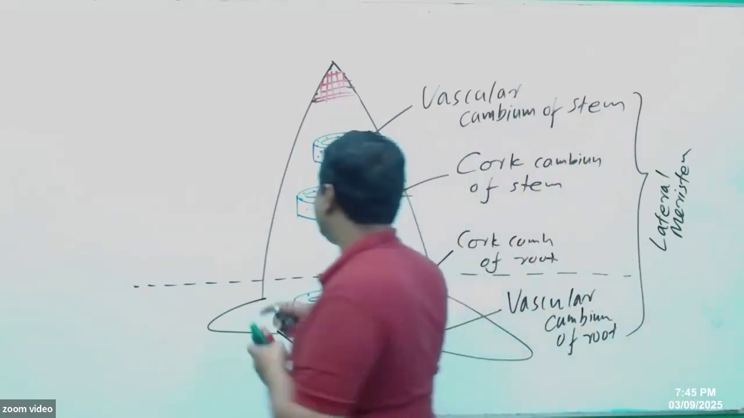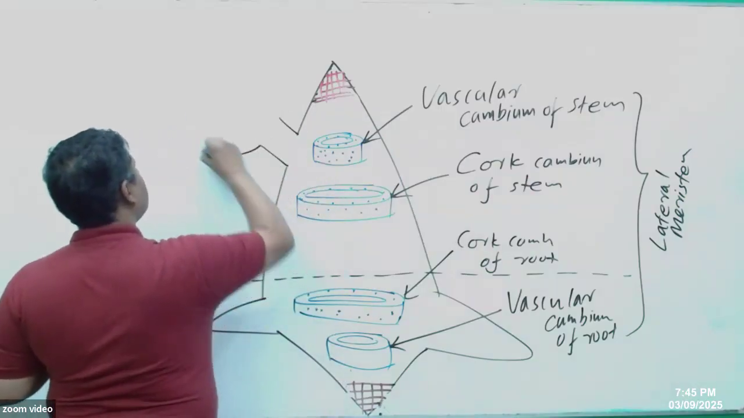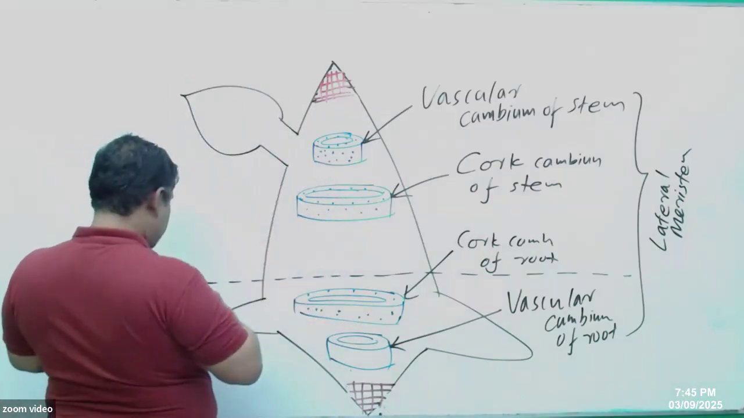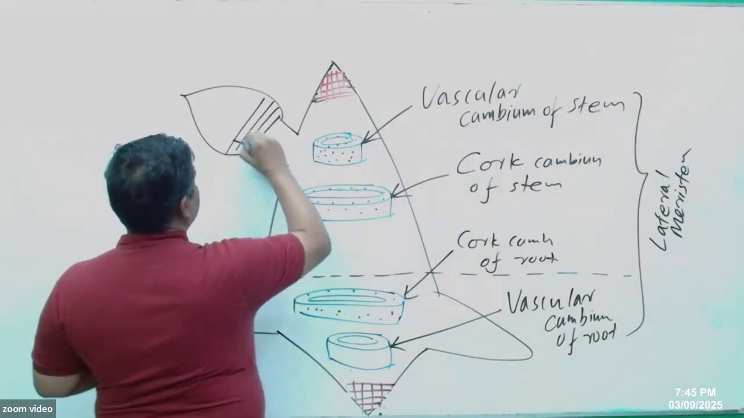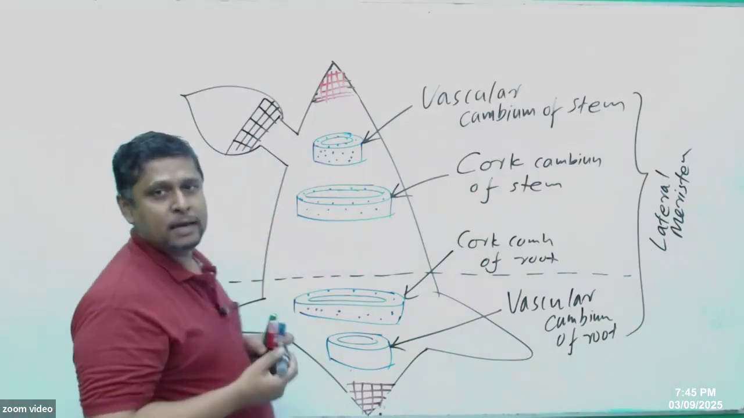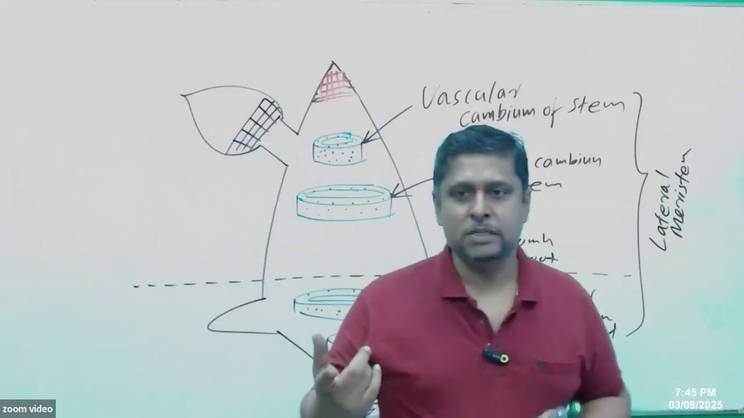And then you know where intercalary meristems are present? Intercalary meristems are present, people, at the base of the leaf. Now, not normal leaves. We said that in the monocot plants, at the base of the leaves and between the nodes, we can see that the intercalary meristem is present.